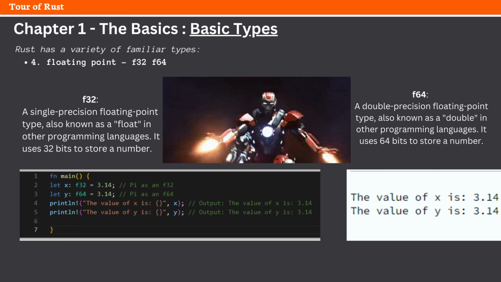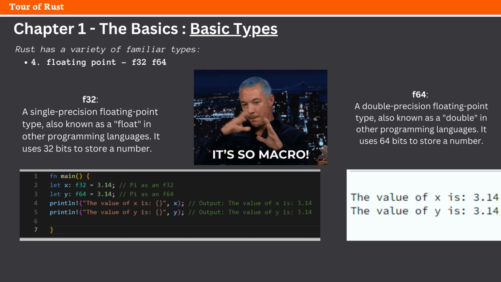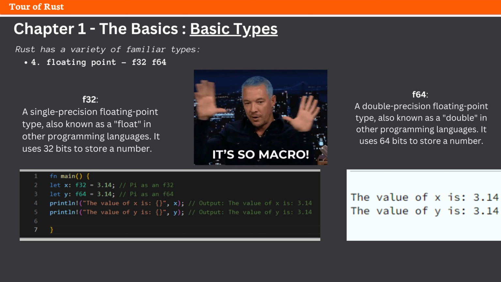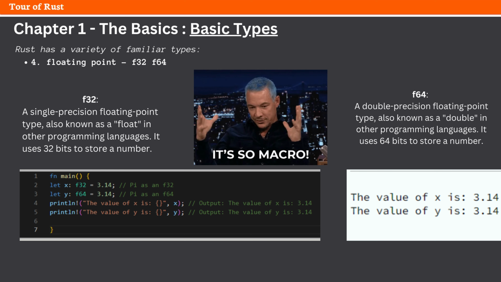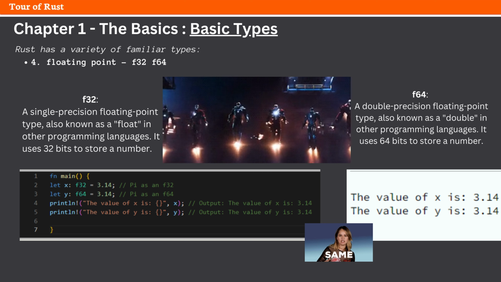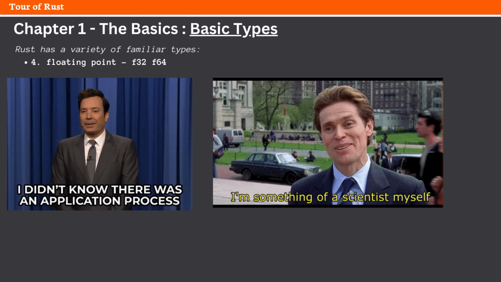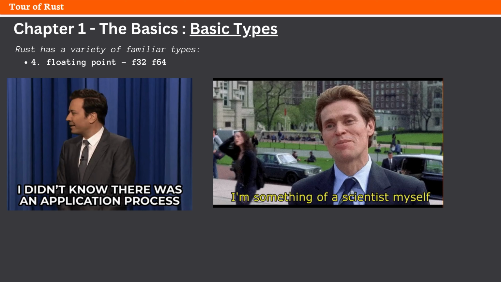Here's an example of using F32 and F64 in a Rust program. The variables x and y are assigned values of type F32 and F64, respectively, and are used to store the value of pi. The println macro is used to print the values of x and y to the console. While the output shows the same value for x and y, it's worth noting that F64 can represent numbers with more precision than F32. Floating point types are commonly used in scientific computing, graphics, and other applications where precise decimal representation is necessary.